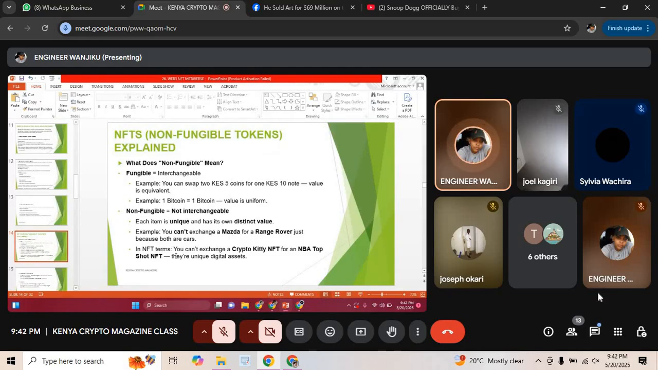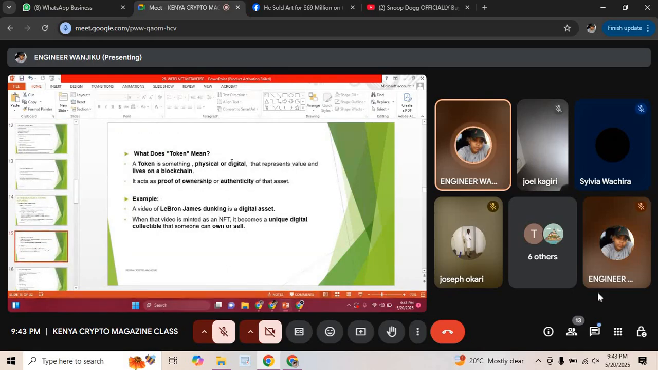An NBA Top Shot NFT is of higher value than a basic thing like a CryptoKitty. So they are basically not interchangeable because their values are different. An NBA Top Shot NFT can be of higher value than a CryptoKitty. So non-fungible means not interchangeable, because they have unique values, or they are unique digital assets.